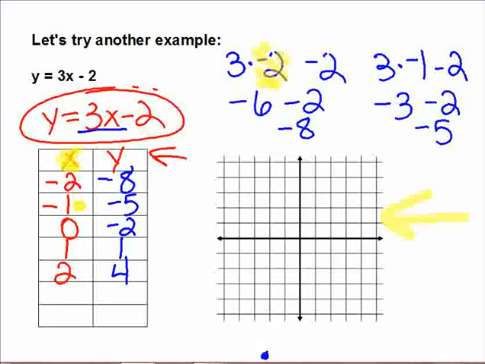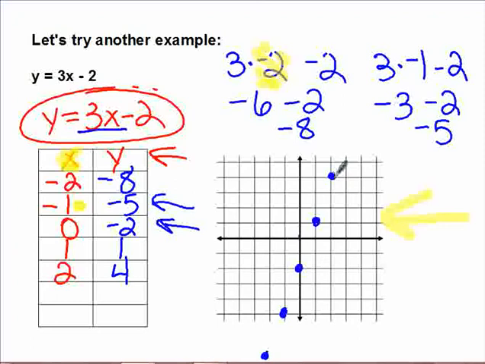The next point is negative 1, negative 5, which means I go to the left one place and then down 5. 1, 2, 3, 4, 5. Again, I don't want to make too many extra marks on my paper. The next point is 0, negative 2, which means I don't go to the right or the left, but I go down 2. Next point is 1, 1, over 1, up 1. And then the last one is 2, 4, over 2, up 4.